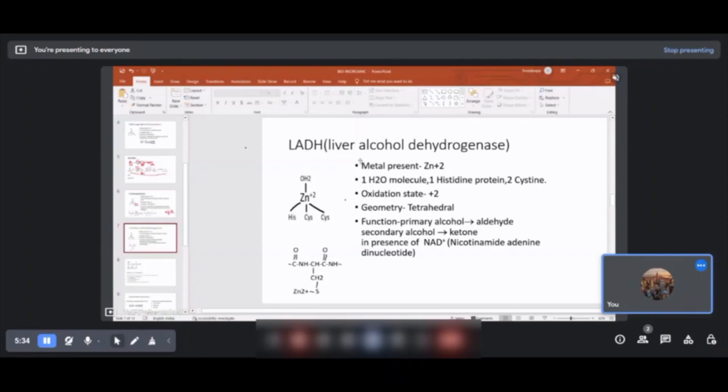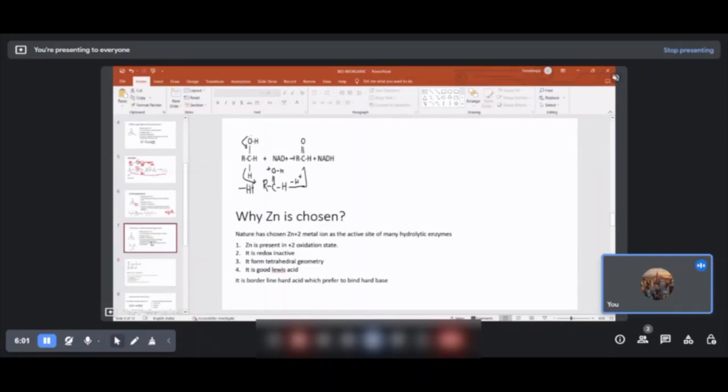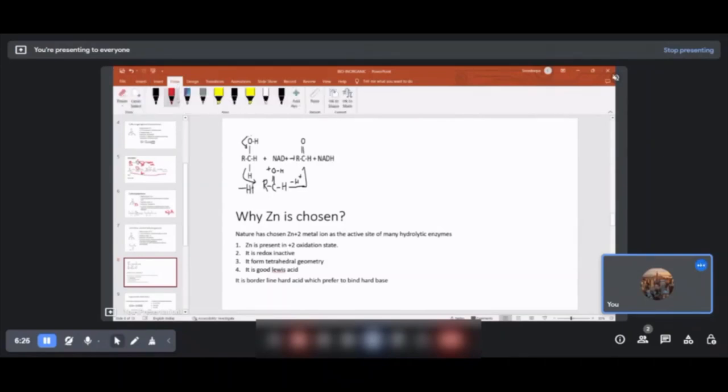So in this LADH structure, the cysteine protein gets connected with Zn via this sulfur, and it also has tetrahedral geometry like the previous two. The function is that in the presence of NAD+, primary alcohol gets converted to aldehyde and secondary alcohol gets converted to ketone. This is the reaction of LADH. Here we have taken a secondary alcohol, a 2 degree alcohol, which gets converted to ketone. We can see the double bond of O.